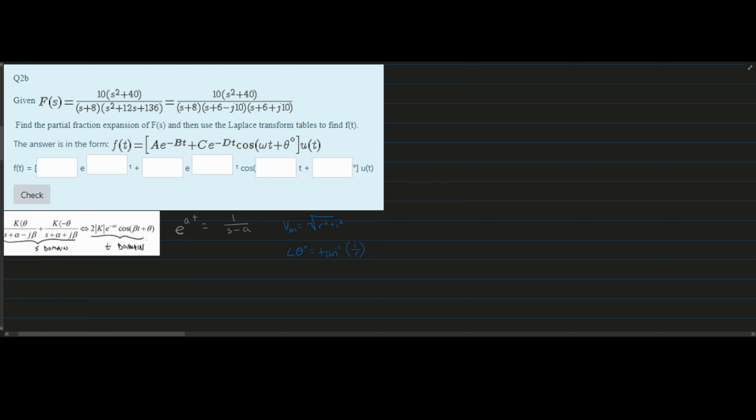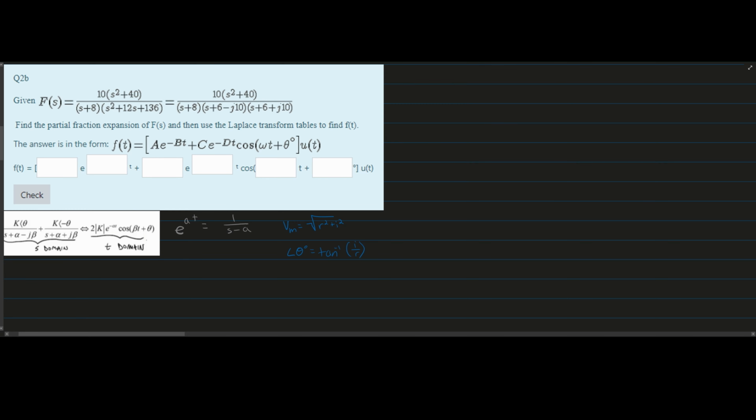Given F(s), we need to find the partial fraction expansion of F(s), and then use the Laplace transform tables to find our f(t). Our Laplace transform tables, we can look in the notes linked below the like button. You can check those out. These are notes for this. It has all of these three things that I've listed down here. We're going to use all three of these different things to actually compute this problem.